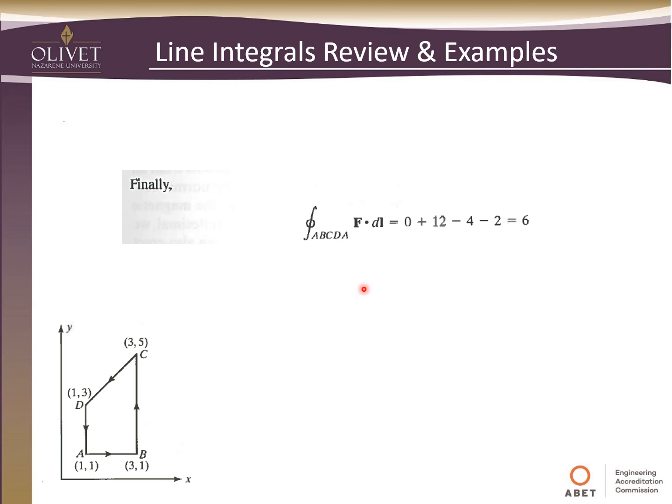So now we've done all 4 segments. From A to B was 0, from B to C was 12, from C to D was -4, and from D to A was -2. We add those up, and it gives us a result of 6. The total value is 6 for the entire path.